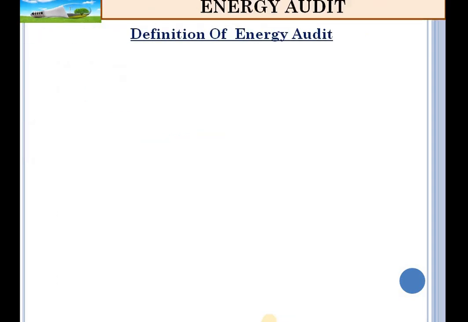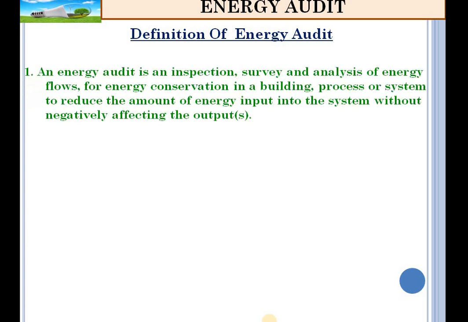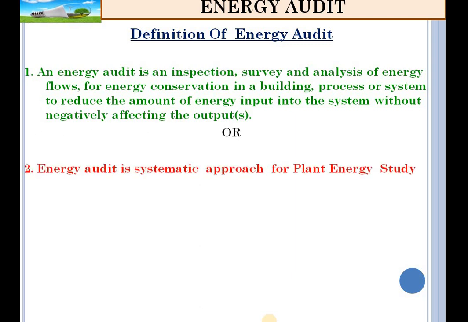So basically, a typical definition, if we see, is that an energy audit is an inspection, survey and analysis of energy flows for energy conservation in a building, process or system to reduce the amount of energy input into the system without negatively affecting the outputs. So that is one definition, or there are other definitions.